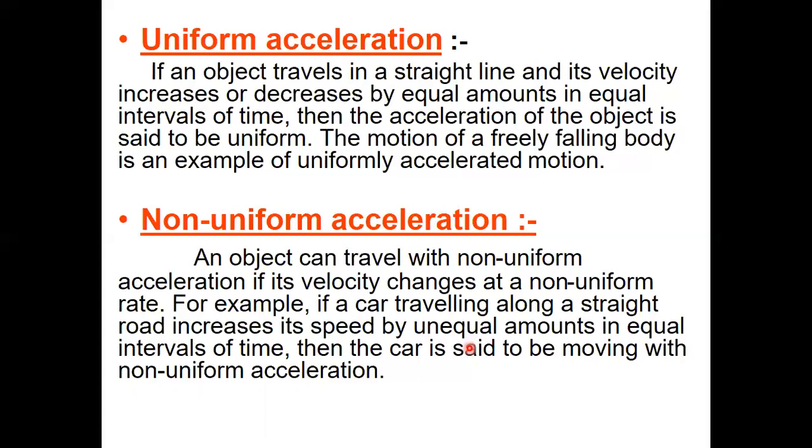In a non-uniform acceleration, the velocity is not constant here. Means here the velocity may increase or decrease here. An object can travel with a non-uniform acceleration if its velocity changes at a non-uniform rate. Means it will not travel with a constant velocity. Here it changes. But in uniform acceleration, the velocity may increase or decrease by equal amounts. For that, we say that it is uniform acceleration.